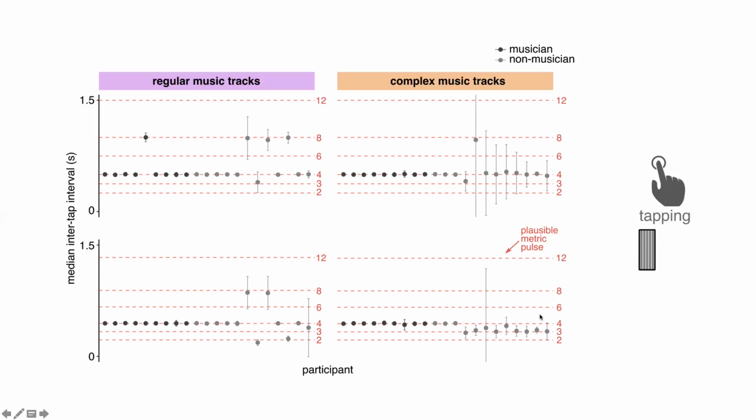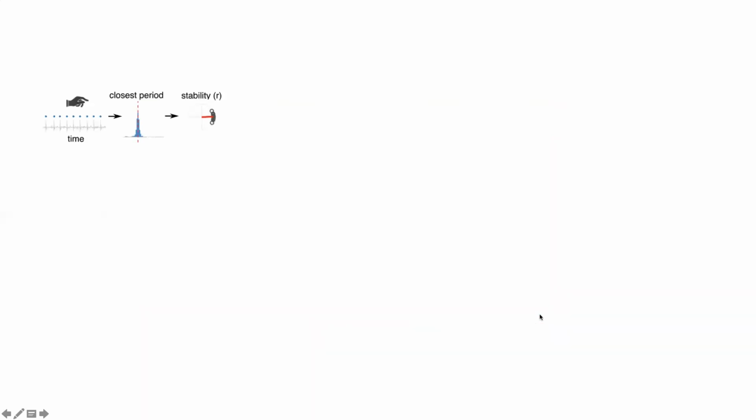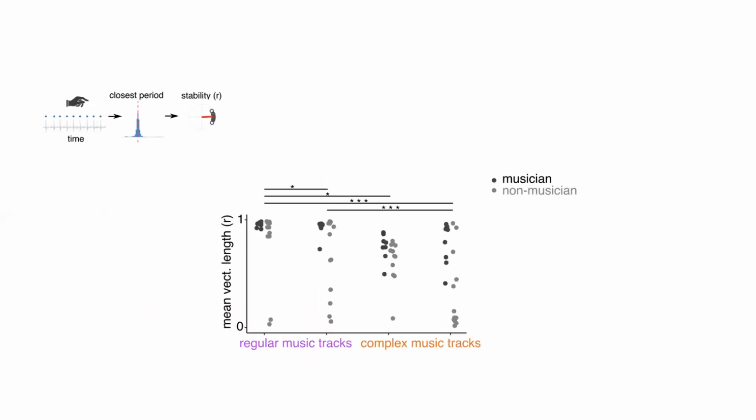they couldn't really tap a regular pulse, which we can see by calculating the stability of tapping of each participant with respect to their closest individual plausible metric periods. And while people generally perform very well, even for the complex tracks, there seems to be a bunch of participants that can't synchronize with a stable metric pulse, especially for this last track.